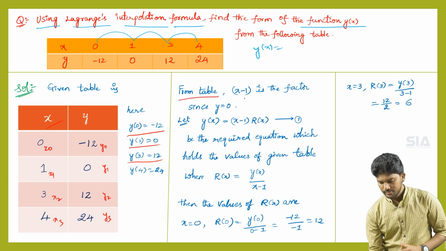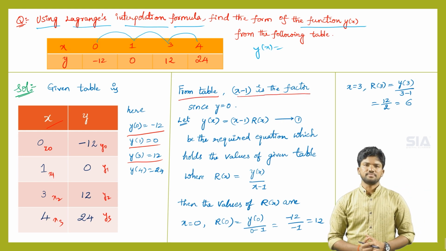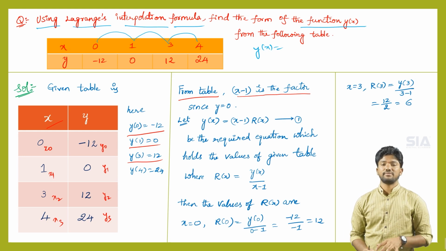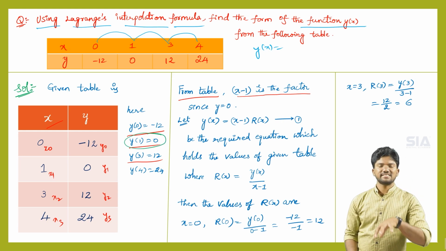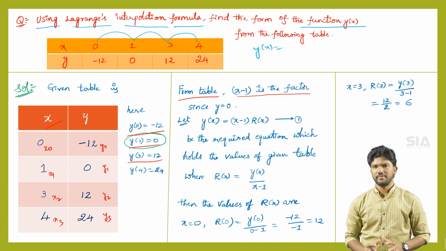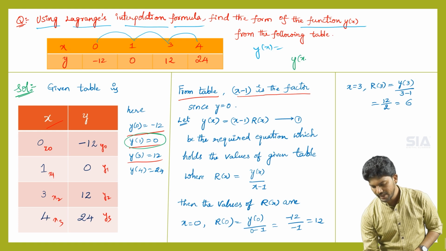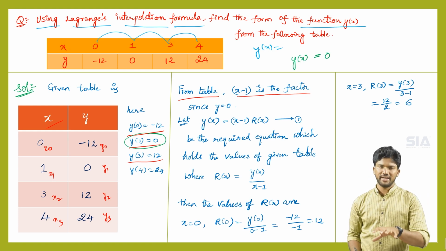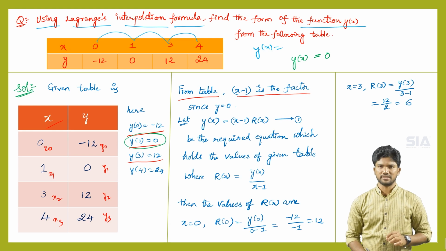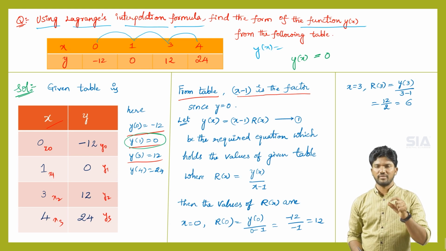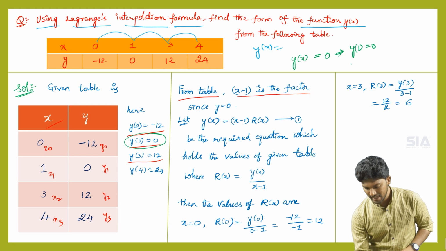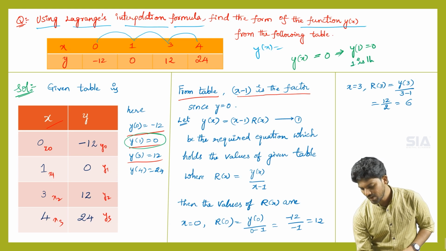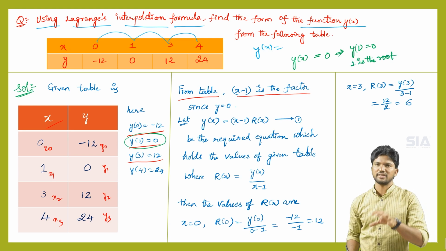Clearly from the table, x minus 1 is a factor, since y of 1 is equal to 0. Whatever the function might be, whenever y of x is equal to 0, that x value is a root of the function. Similarly, here we have y of 1 is equal to 0, which means 1 is a root of the given function, whatever that function is.